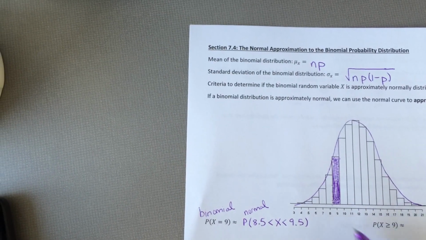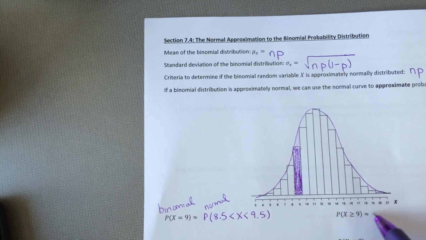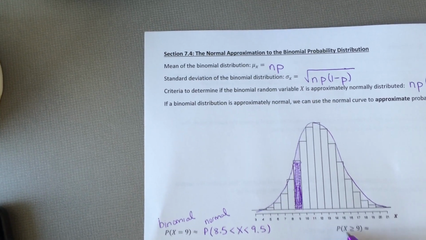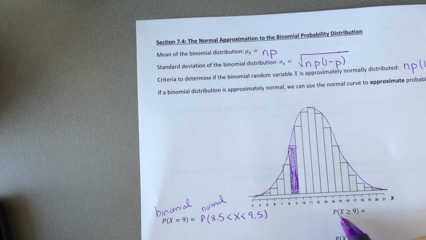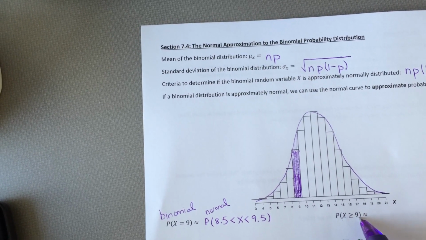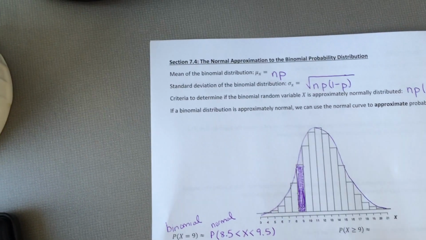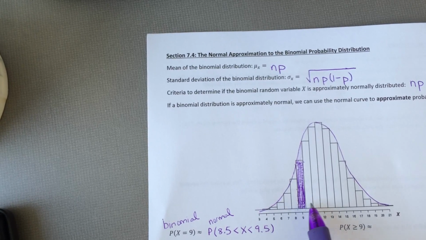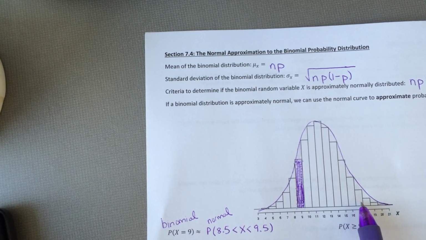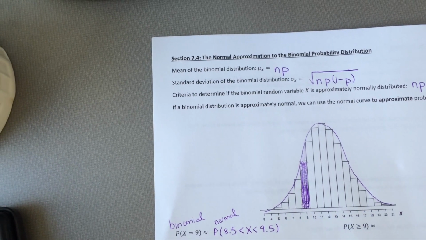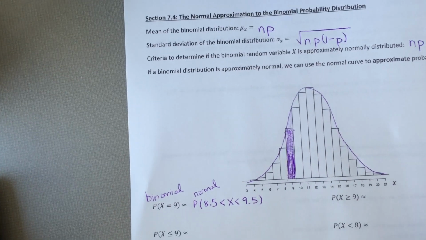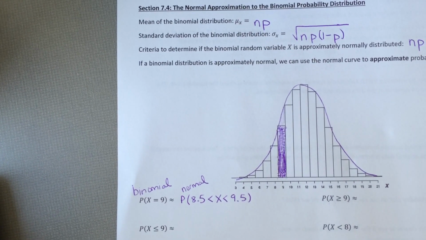Let's look at more examples using 9. So for instance, let's say we wanted to look at the probability, under the binomial distribution, that x is greater than or equal to 9. That would be all these bars on the histogram: this one, this one, this, and this. Again, if we didn't have our calculator with us, that would be very difficult.